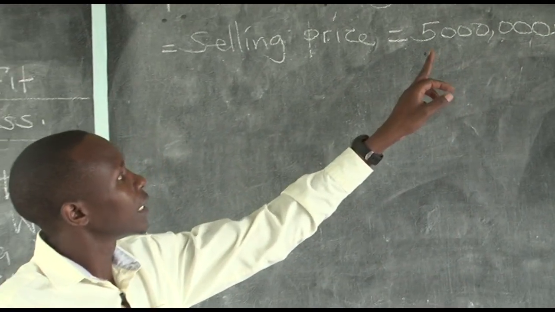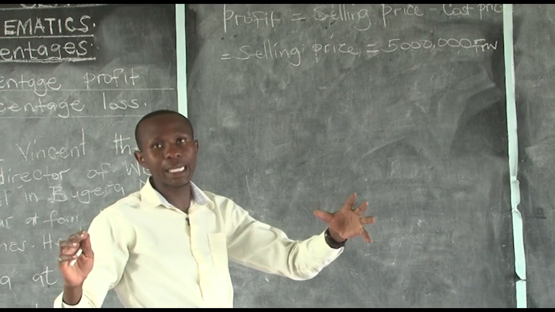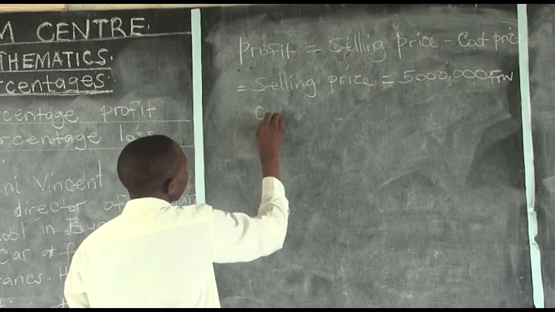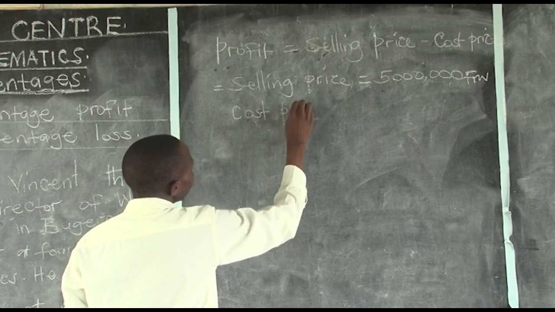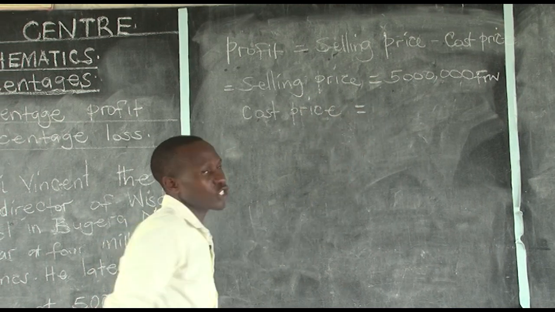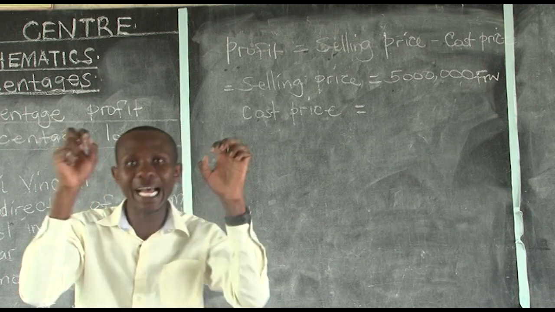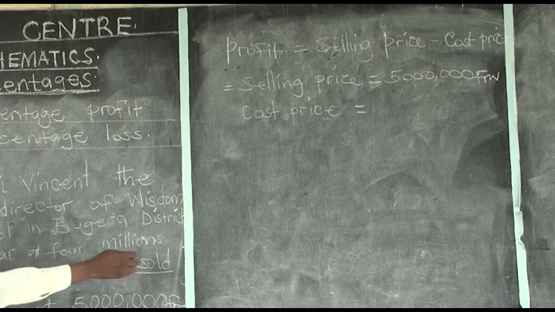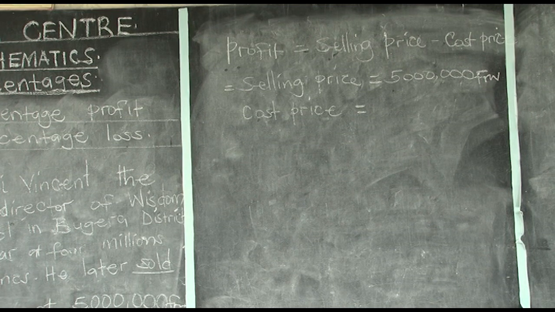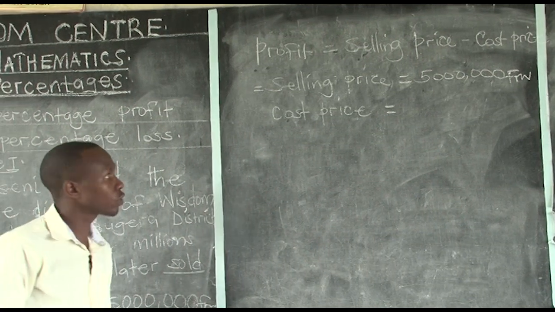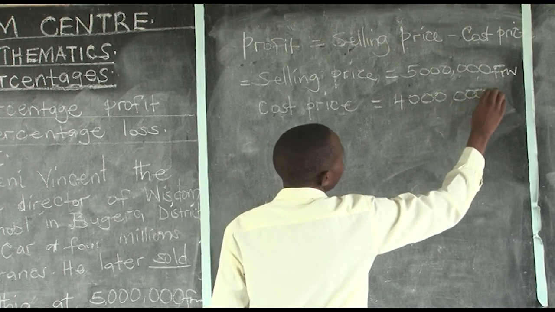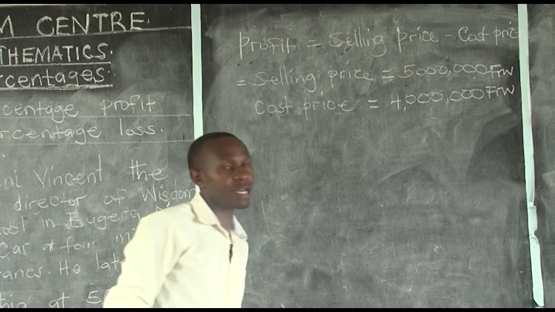So if he sold it at 5 million francs, it means 5 million francs is his selling price, okay? Then we shall also look at the cost price. Some people call it buying price. Buying price is the same as saying cost price. Cost price simply means the money he spent on buying the asset that he sold later, okay? And when we look at the statement, they said he bought, okay? He bought a car at 4 million. So this is the amount that this person spent on his car that later he sold to Cynthia. So we shall come here and say it at 4 million Rwandan francs, okay?